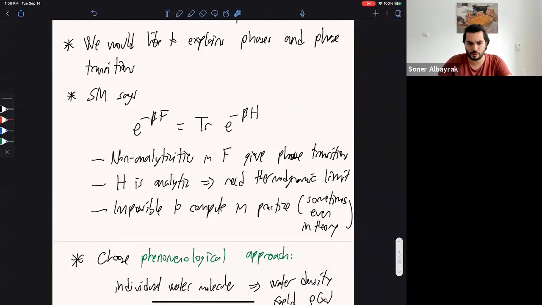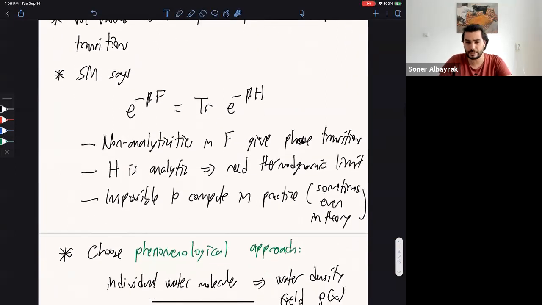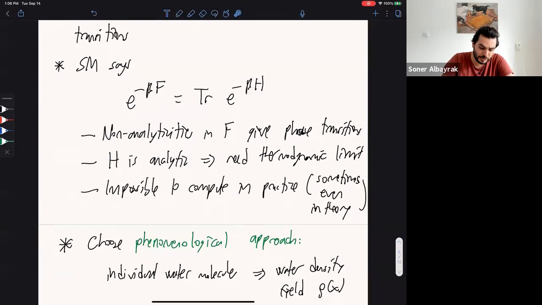Again, I'm just reviewing what we already talked about yesterday for your own sake. So we said that statistical mechanics has this master formula. Here, beta is the inverse temperature, 1/T.